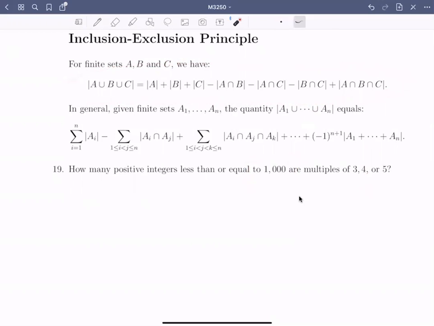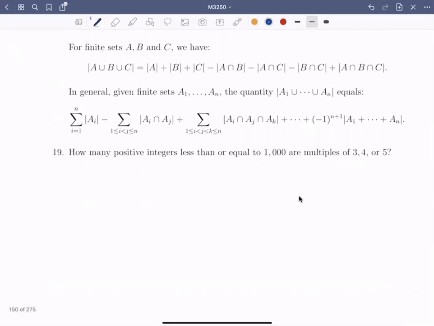So for example, if I wanted to count the number of positive integers less than or equal to 1,000 that are multiples of 3, 4, or 5, we're going to use the same notation that we had before. I'm going to let a sub n be the number of positive integers x such that x is less than or equal to 1,000 and x is a multiple of n. Okay, so that's what I'm going to use for our notation a sub n. And our job is to count A3 union A4 union A5, right? We want to find the number of integers that are multiples of 3, 4, or 5.